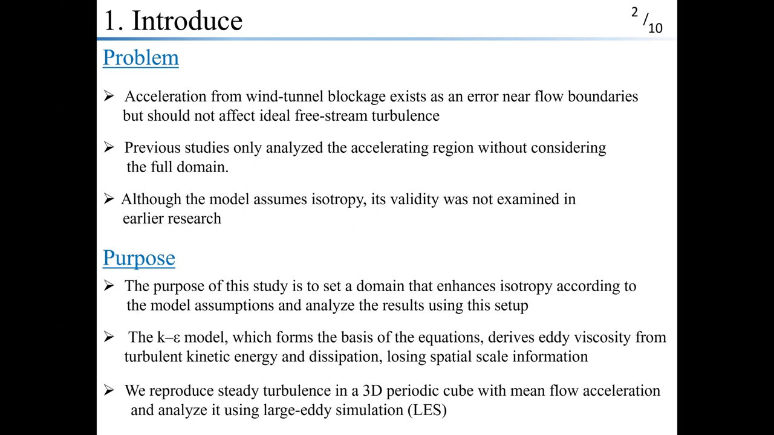This study aims to define a computational domain that better maintains isotropy consistent with model assumption. Using large eddy simulation, we reproduce steady turbulence in a periodic cubic domain with mean flow acceleration. Unlike the Capson model, which draws spatial scale information by deriving eddy viscosity from turbulent kinetic energy and its dissipation rate, LES allows more detailed turbulence analysis.